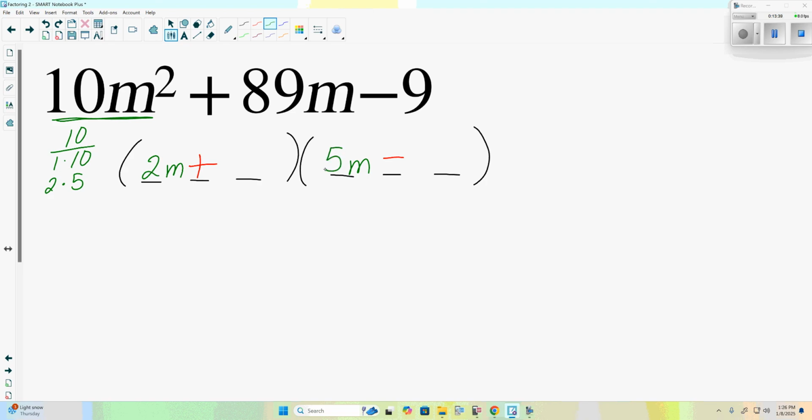Now let's look at the factors of our third term, 9. We have 1 and 9, or 3 and 3. Which one of these factors do we want to try first? 1 and 9.